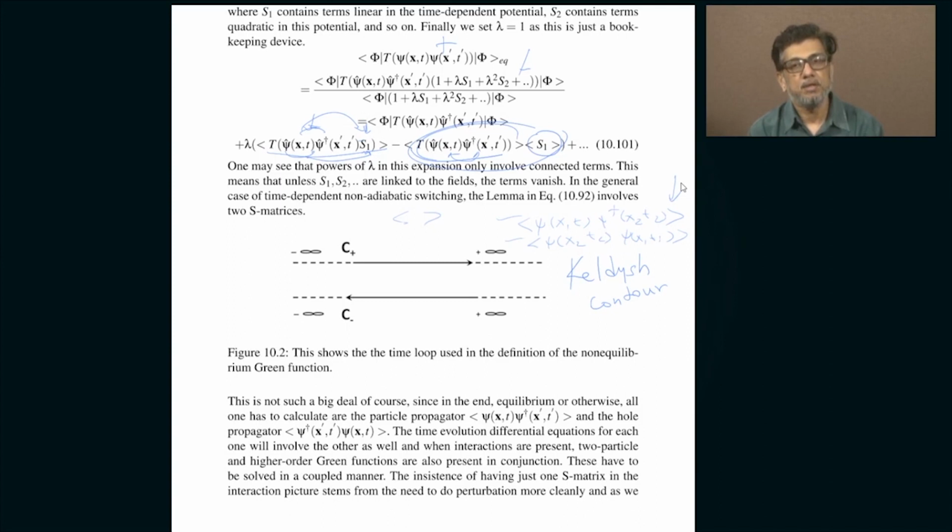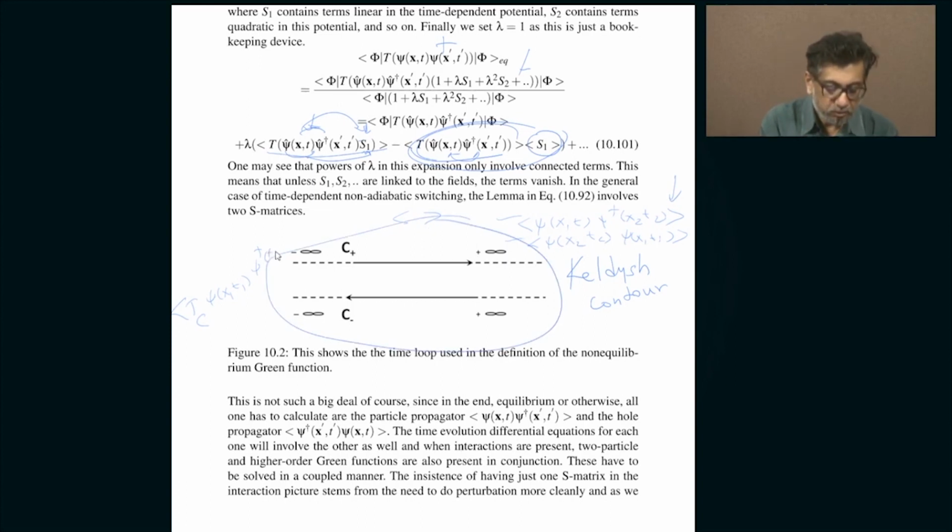So, the time ordered Green's function, especially if you have non-equilibrium external fields, you are called upon to define them in this peculiar way. So, the idea is that the time ordered Green's function is defined on a contour C. This C is called the Keldysh contour. So, what you are staring at here is called the Keldysh contour.